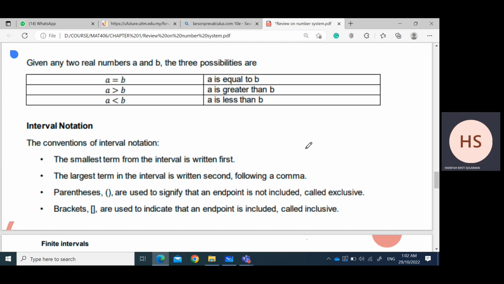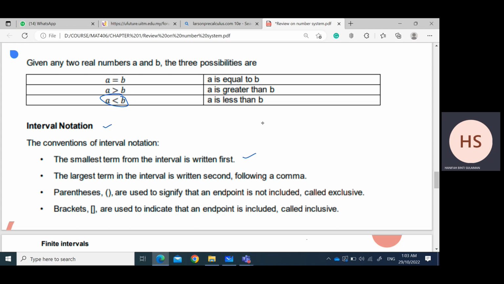Alright, so how to write an interval? So it is based on interval notation. So the convention of interval notation is that the smallest term from the interval is written first. So ini cara-cara untuk kita menulis interval, nombor interval. Okay, so ada tips dia lah. First tip, the smallest term from the interval is written first. For example, we want to say that A is less than B. Okay, so A is less than B.